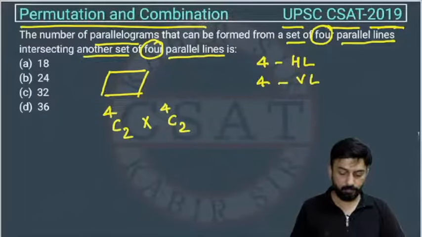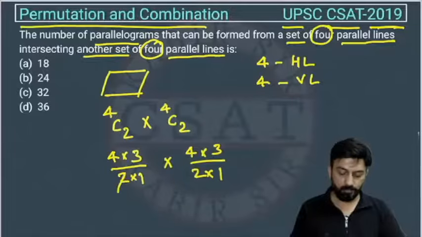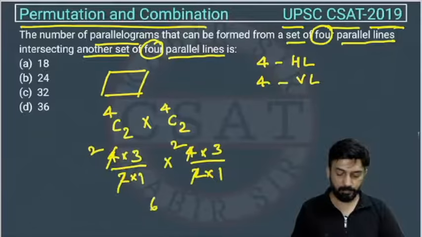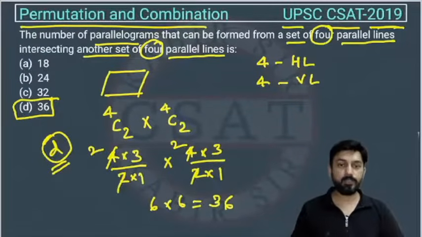So now we will solve this. This will be 4 into 3 over 2 into 1, and similarly here 4 into 3 over 2 into 1. This 2 will cut this 4 two times. So this will be 6 into 6, so this will be 36. So the answer is option D. So the answer of this problem is option D.